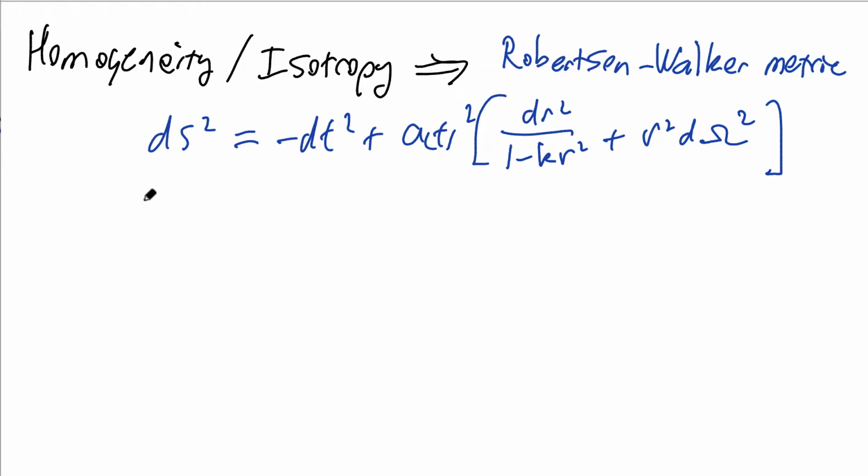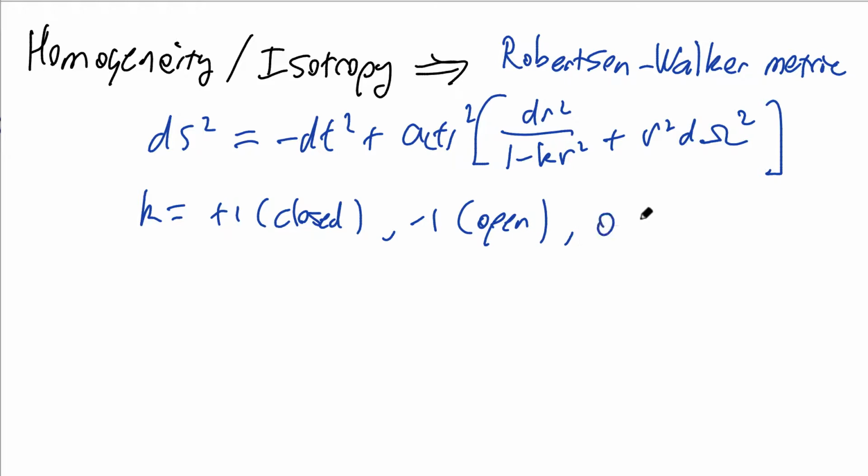Where this parameter k is equal to either plus 1, that's for the closed cosmology, where space is a 3-sphere, minus 1, that's the open cosmology, where space is a 3-hyperboloid, or 0, where space is flat. And this function a of t is called the scale factor.